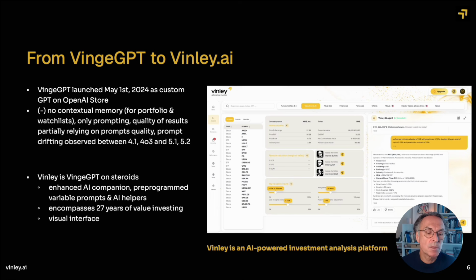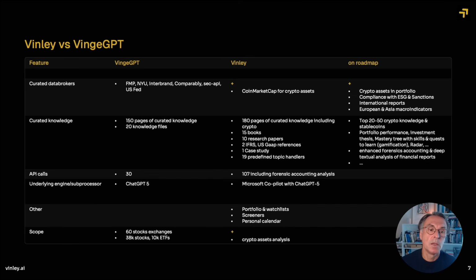We have pre-programmed it with prompts also. You have AI helpers as well that you can throw at the AI companion. And we tried really to build a visual interface that is also nice and that can help investors in their investment journey. So I will not go into the details. I mean, you can download these slides as well on the various platforms. So there's nothing secret here.